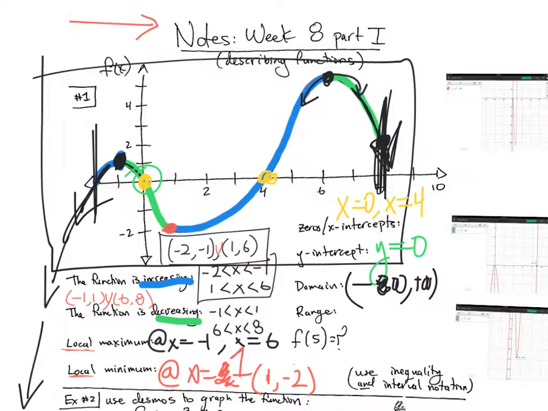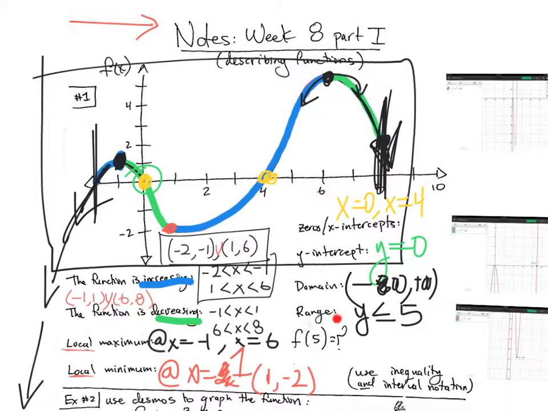The range, so we're talking about the possible y values, the tallest this graph goes is up to 5, but then it keeps going downward. So for the range, we could say y is less than or equal to 5, because the graph keeps going down, but it doesn't get higher than y equals 5, it looks like.